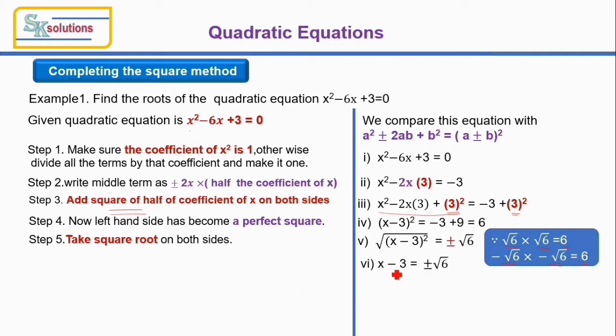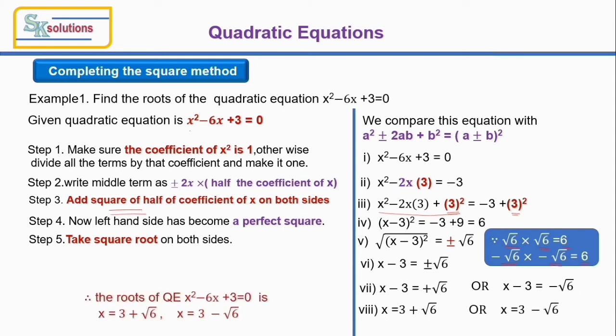Next, we will simplify this. Square root of (x minus 3) the whole squared is x minus 3, which is equal to plus minus root 6. Now let us split it. x minus 3 is equal to positive root 6, or x minus 3 is equal to negative root 6. We get x is equal to 3 plus root 6, or x is equal to 3 minus root 6. So the roots of this equation are x equals 3 plus root 6 and x equals 3 minus root 6. Okay, I hope you understood this.